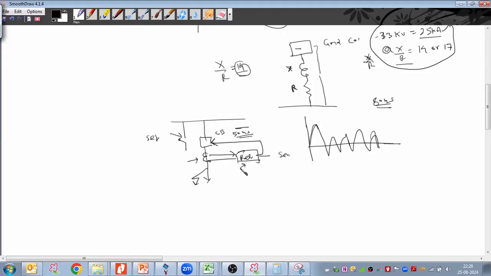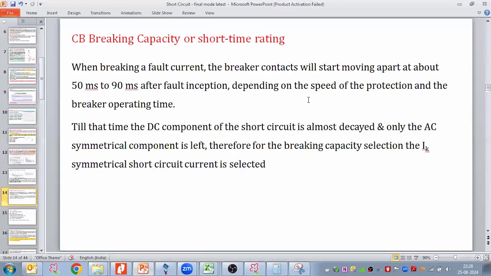50 millisecond plus relay operating time, CT sensing time. So the breaker is not going to see the full short circuit current. So when we specify the circuit breaker, for the short time rating, we can just specify the symmetrical short circuit current. Till that time, the DC component of the short circuit is almost decayed and only the AC symmetrical component is left.